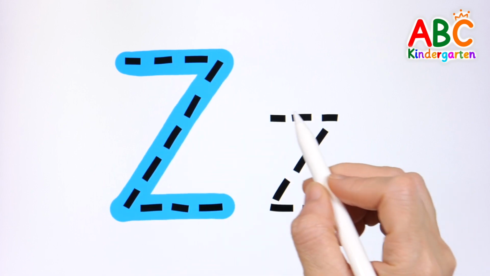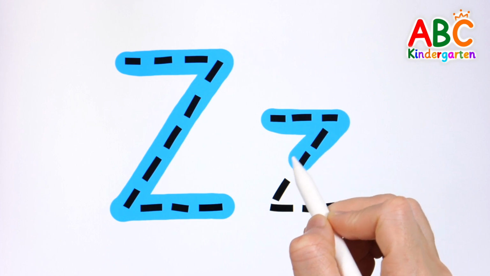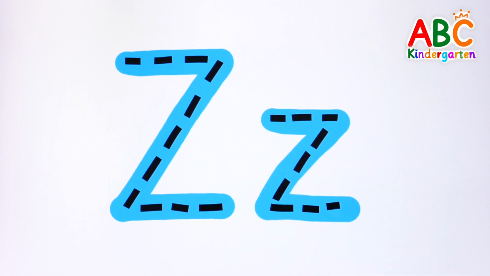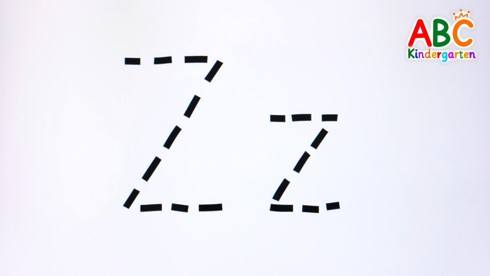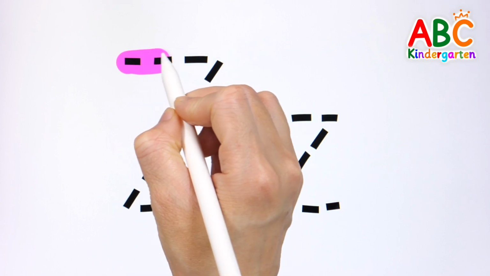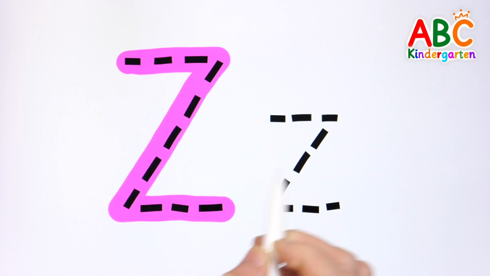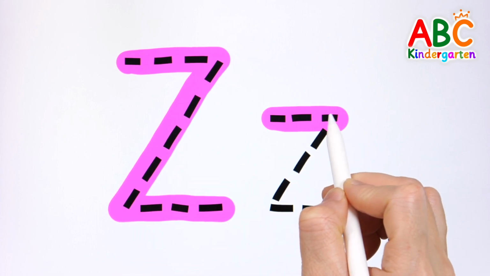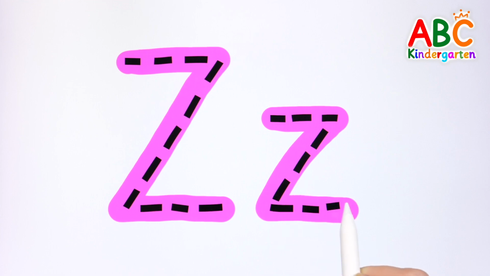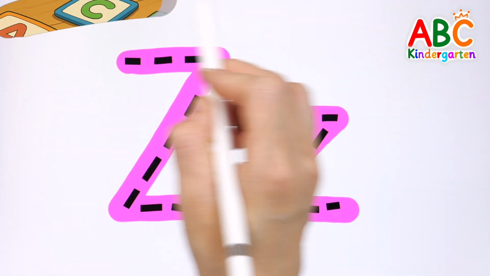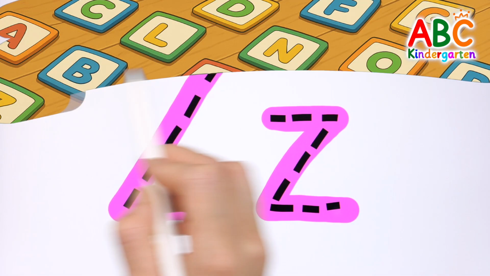Uppercase Z, lowercase z. Let's write the alphabet letter again, thinking about how we make each stroke. Uppercase Z, lowercase z. Good job! What do you see behind the letter?